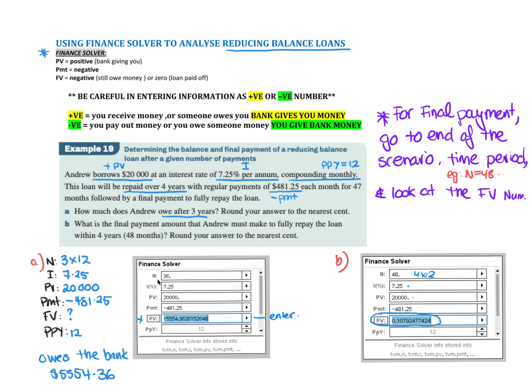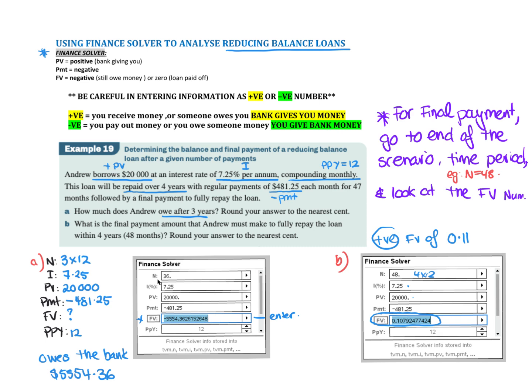It's not exactly 0, is it? So we have there a positive FV of, I'm going to round to the nearest cent, 0.11. Okay, so what does that mean? Positive, does that mean I owe the bank or the bank gives it to me? The bank gives it to me.